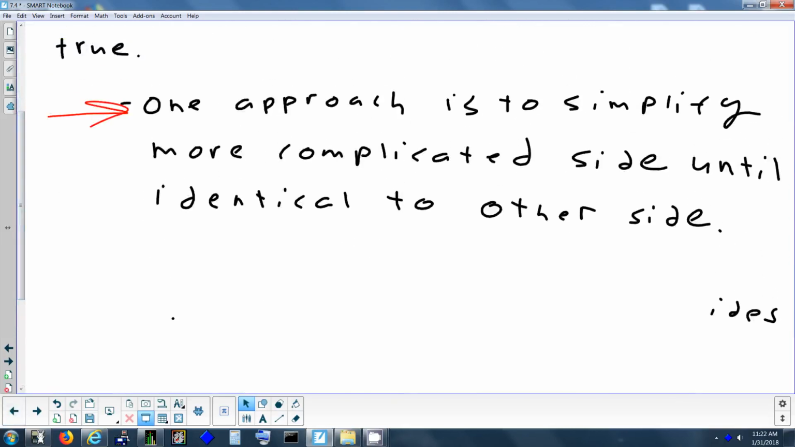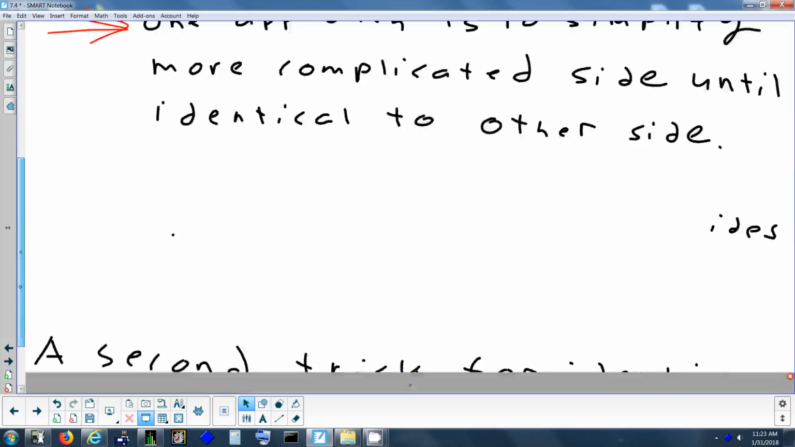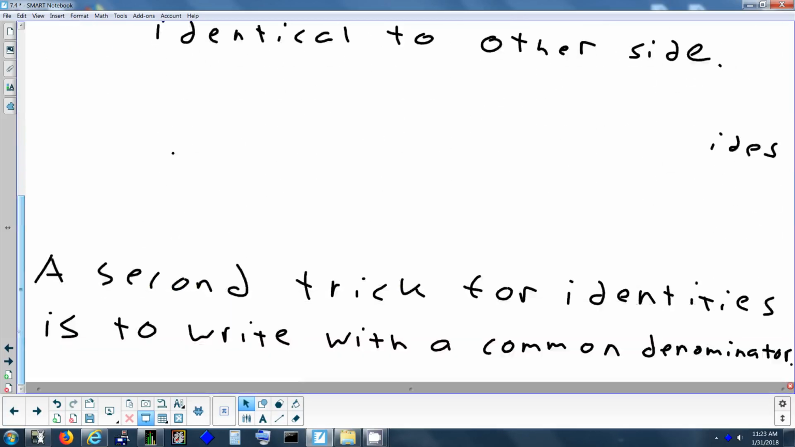Okay, any questions on that? Okay, so our first trick with trig identities was to change everything into sines and cosines. Okay. Second trick is if you have fractions with different denominators, try writing it with a common denominator. So once you know this second trick, now you have to decide when you should use it.